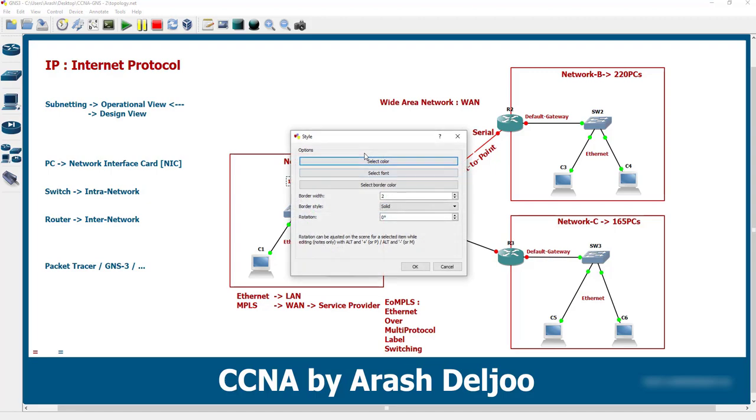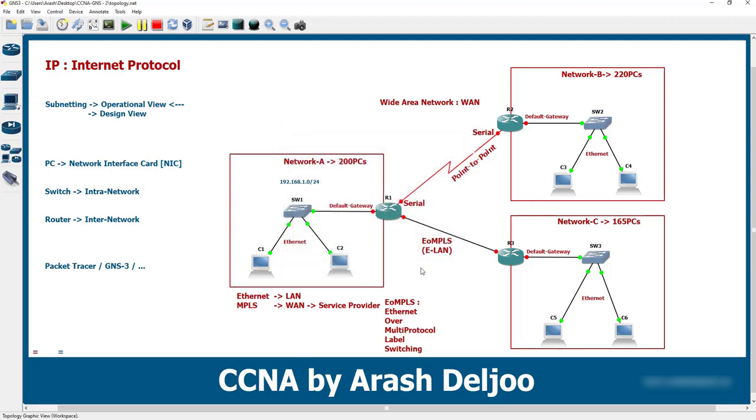192.168.10.0/24 for this network. You know that in this range we have 254 usable IP addresses. You know it. Okay, and also for here I'm going to use 192.168.20.0/24. It's okay. And for this network, I'm going to use 192.168.30.0/24. And also, you know that here we have one link. I'm going to use 192.168.40.0/24. And for these networks, I'm going to use 192.168.50.0/24. Okay, this is okay, but this is not efficient.